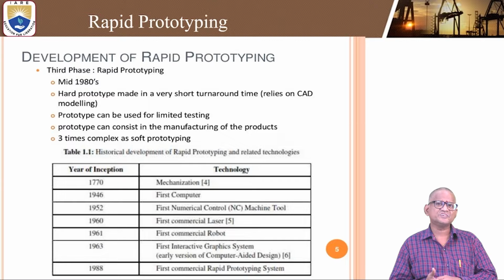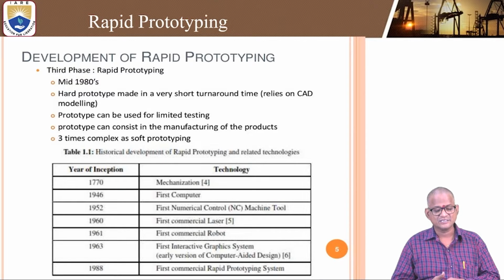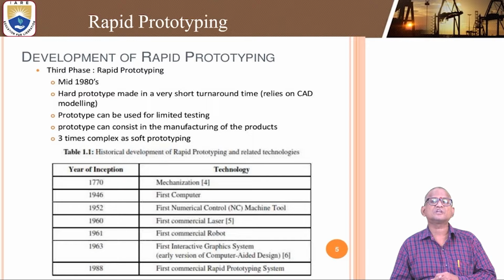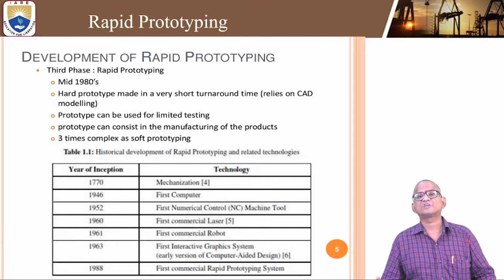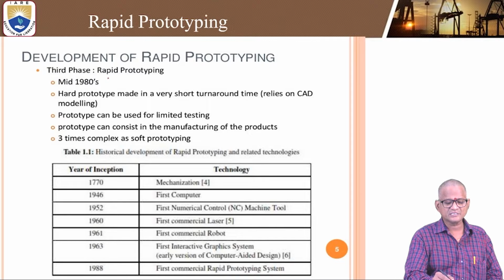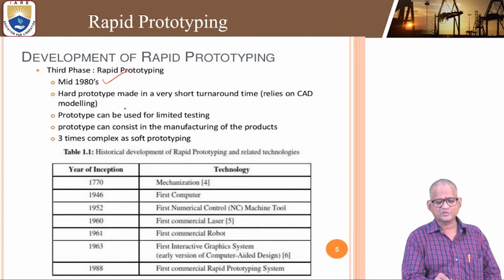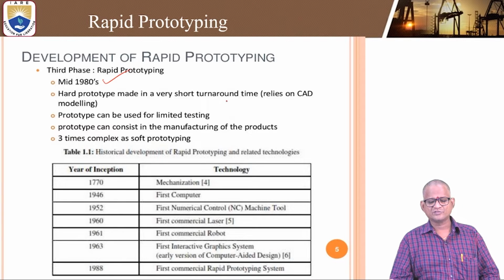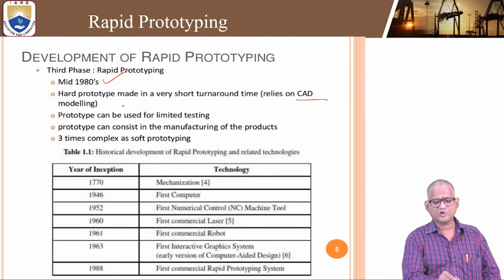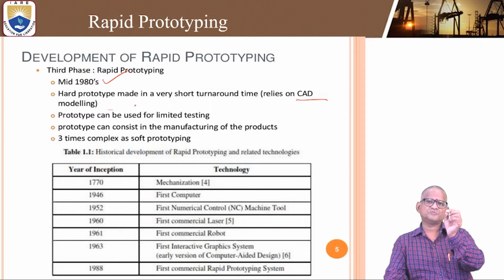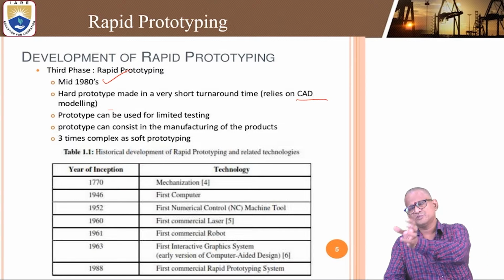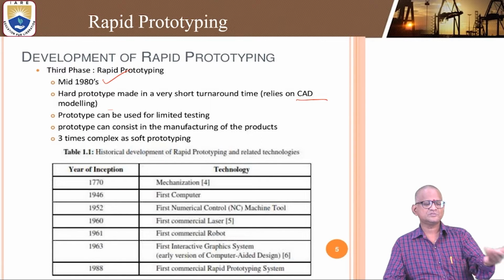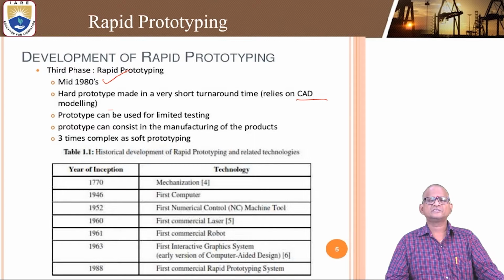And then the third phase, in the mid 1980s: rapid prototyping, which we can call 3D printing. Why do we call it 3D printing? It is three times as complex as soft prototyping. Yes or no? In the mid 1980s, a hard prototype could be made in a very short turnaround time, which relies on the CAD modeling process, computer aided design modeling. When you design a CAD model, you can print it in 2D on white paper, either black and white or color.